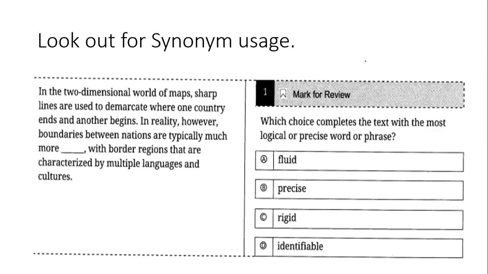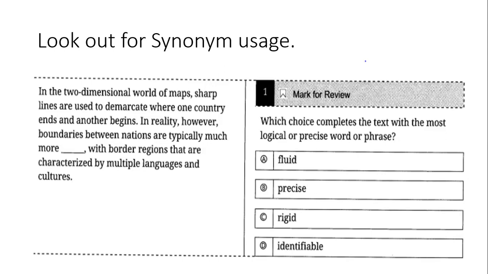Fluid has changed, right? It changes its properties to change. Precise means exactly. How can you say you're talking about however? Typically much more precise means exactly. No. Rigid, something very firm. No. Identifiable. Actually, it's not fitting to our requirement.